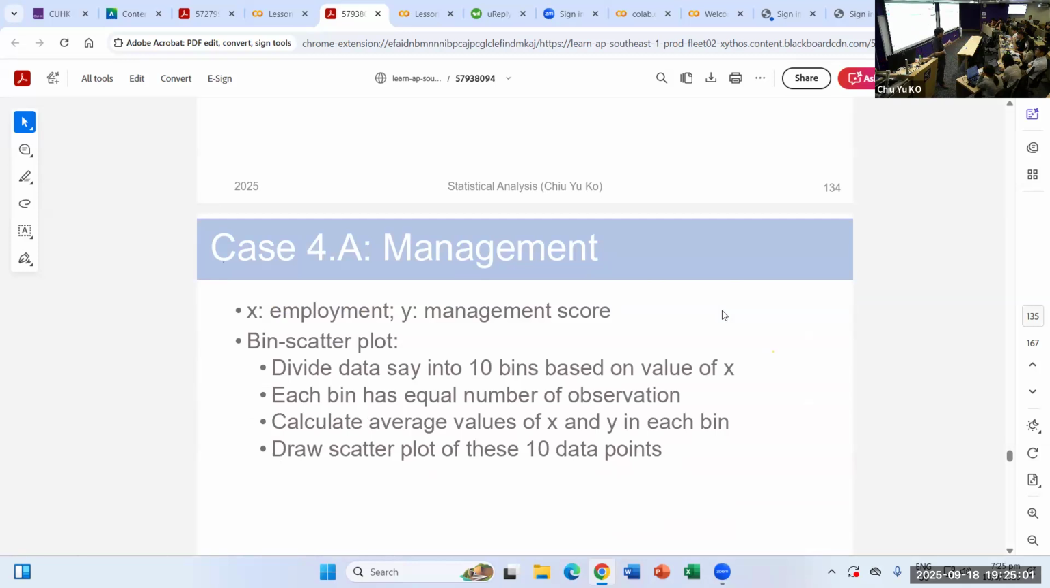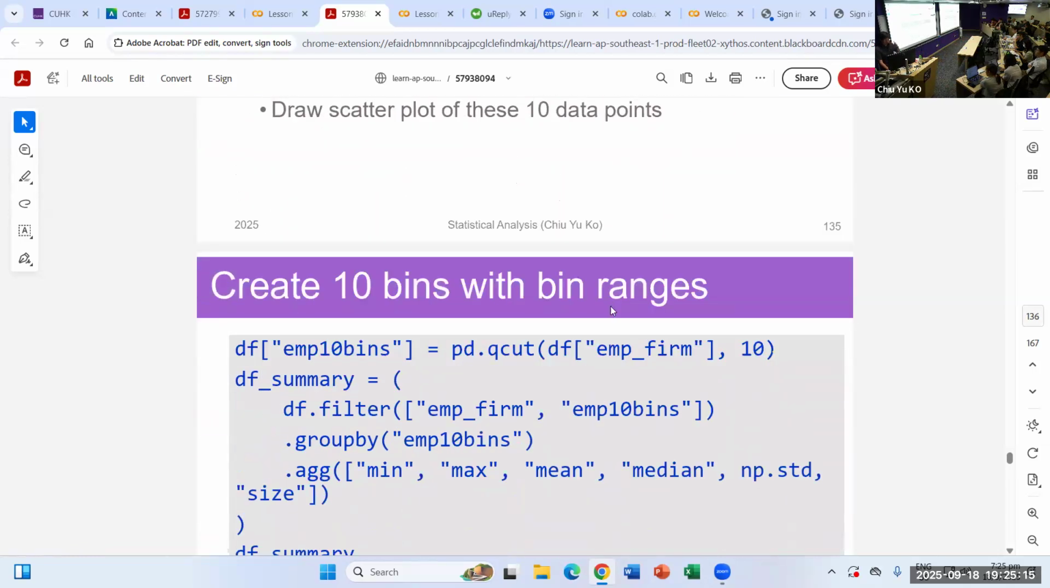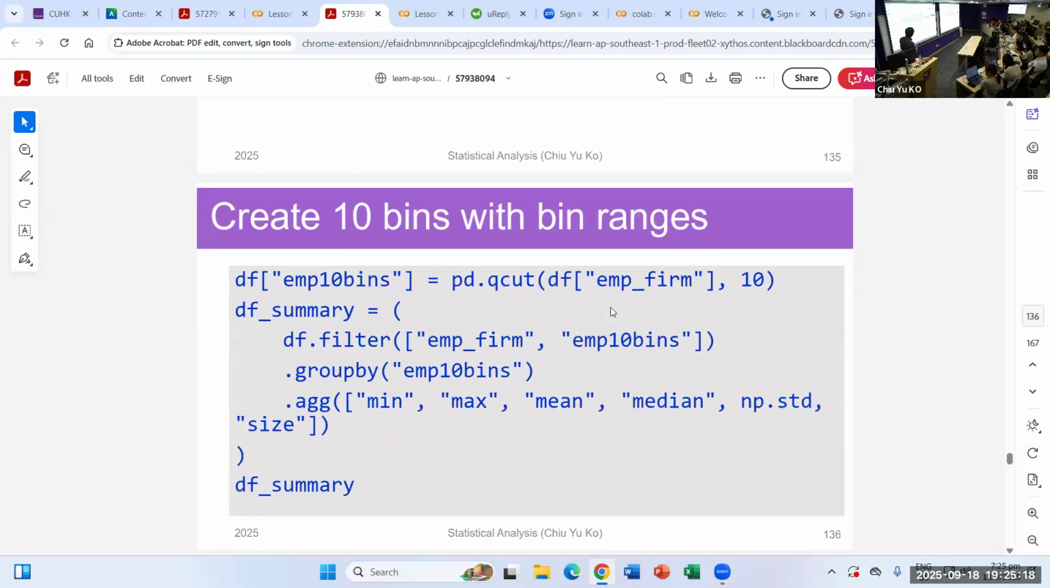You have 10 different groups. Okay. You divide them based on the firm size, and you plot the scatter plot based on these data points. Okay, so that is what we do. And you can show the trend easily. Okay, what we're going to do, we'll use a function which makes us cut into 10 different pieces by the number. That's called the Q cut. Okay, so I cut the data into 10 different pieces.